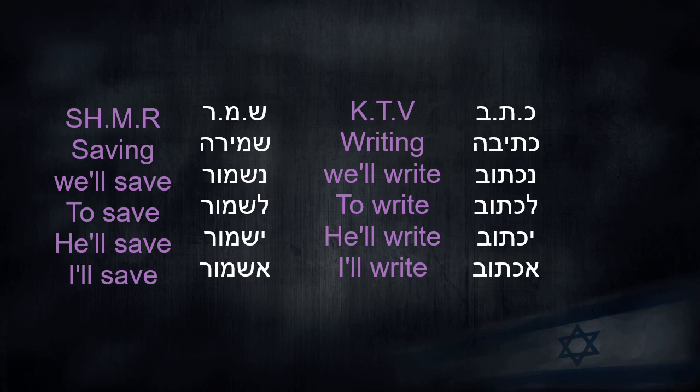As you see, every time we put it in a different pattern, we get a different word, but all the time it is based upon something about writing. And in the left column is exactly the same pattern, but a different root, different shoresh. Now it's all about saving.